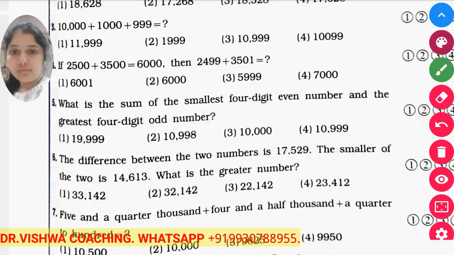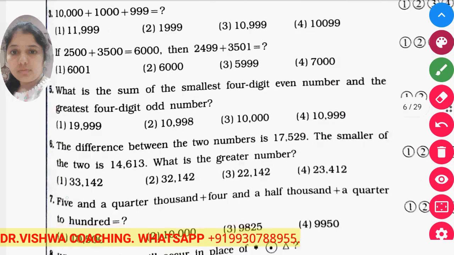What is the sum of the smallest 4-digit even number and the greatest 4-digit odd number? Now you must know which is the smallest 4-digit even number. So smallest 4-digit even number is 1,000 and greatest 4-digit odd number is 9,999. Now you add both of them, 1,000 plus 9,999. So it becomes 10,999. Okay. So your answer is option number 4.